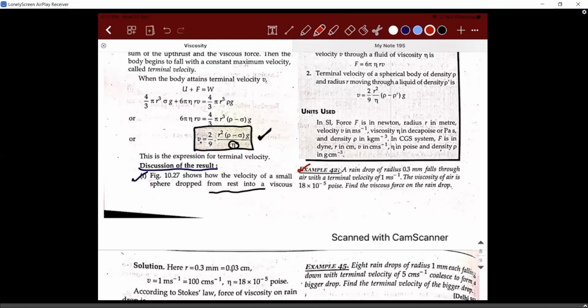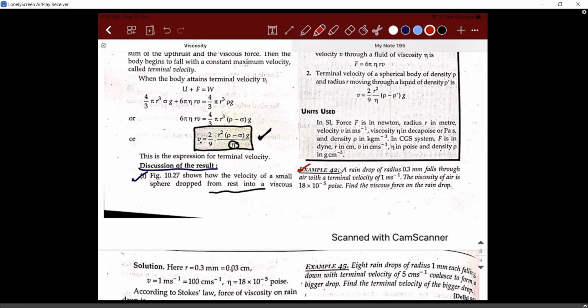Poise is CGS or SI unit? It's a CGS unit. And all other things, it's a mixed combination. Now your job is to find the viscous force on the raindrop. So generally, the raindrop is assumed to be a spherical shape, right? So for the sphere, the radius is given. How much is it? Please write it. 0.3 millimeter.